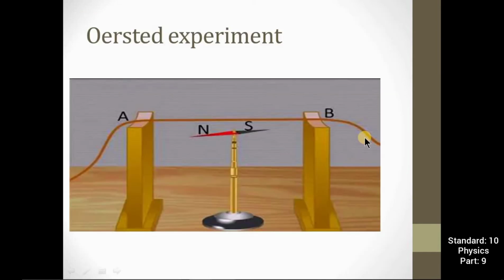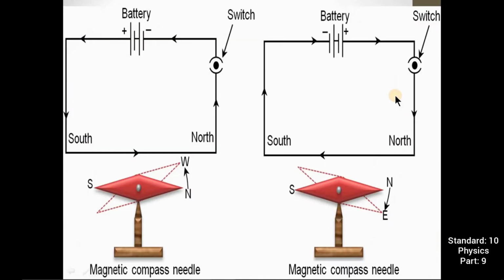Then we discussed that Oersted conducted an experiment, and by chance there was a magnetic compass sitting under the current carrying conductor. It deflected. So AB is the conductor here. The magnetic needle is placed under the conductor. It deflected. So let's look at the circuit diagram. This is the circuit diagram.